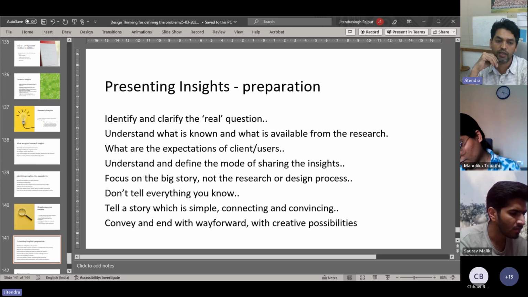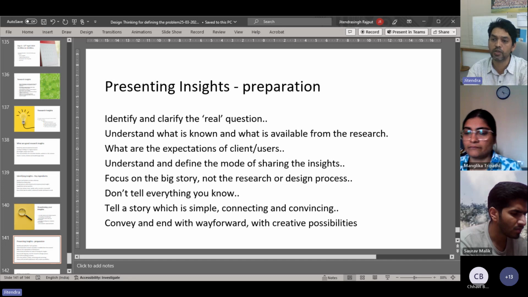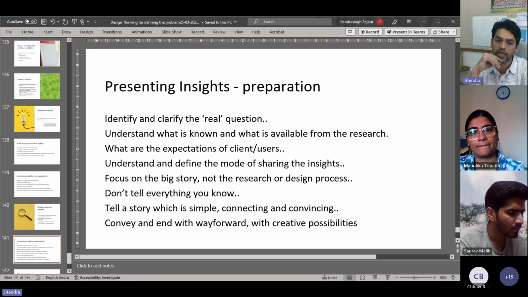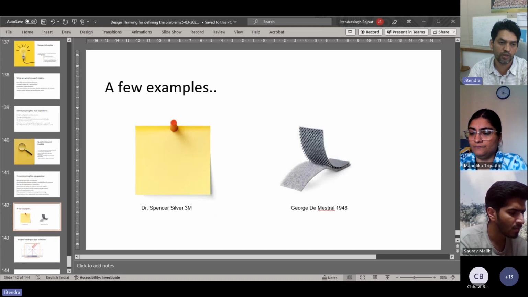Convey and end with the way forward. Mostly insights are also ambiguous. They don't lead to the solution. So maybe you can bring in that way forward whenever you are presenting your insights, so that your audience will be more educated and will be able to take it forward.